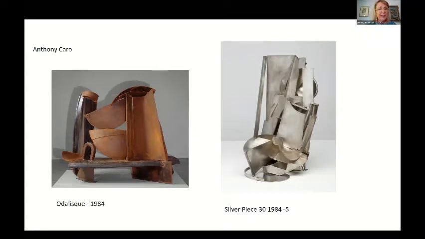So what is Anthony Caro doing here? He's certainly not trying to create a sculpture that represents something. You know, it's not a head, it's not a body, it's not a bowl of fruit. It's abstract forms, and he's very interested in the relationship of these abstract forms as they form a whole. And he was very successful with these sculptures.